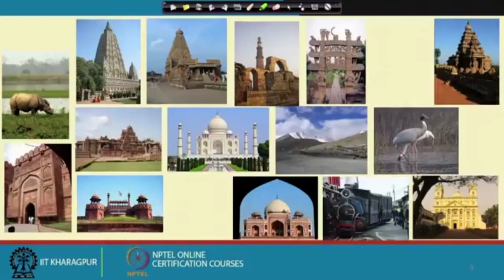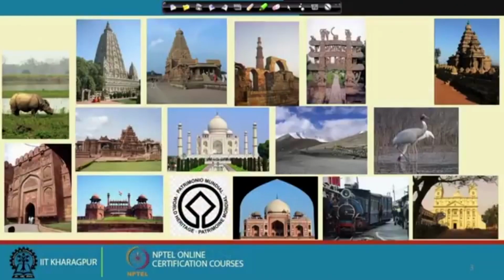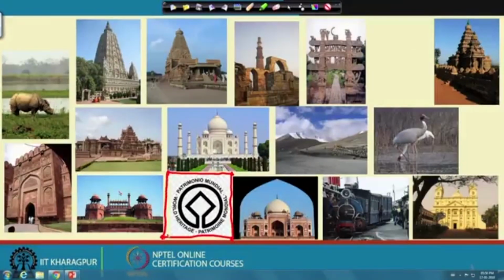Let us go to some other images. Here you can naturally identify the Taj Mahal, Agra, Goa, Sanchi Stupa, Qutub Minar, but you can also find some natural sites, the forest, and there is a train also. Now, what are they doing there? Again, there is something common to all of them: they are all part of, or inscribed in, the UNESCO World Heritage List. This sign is a very important sign, and this status is what we are going to talk about in the next two lectures.